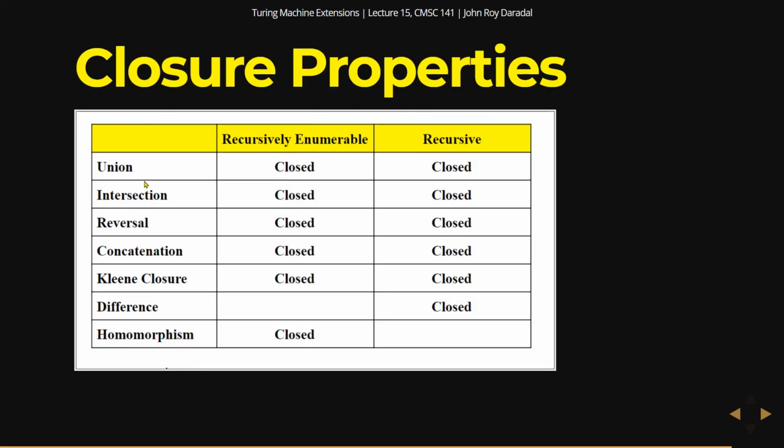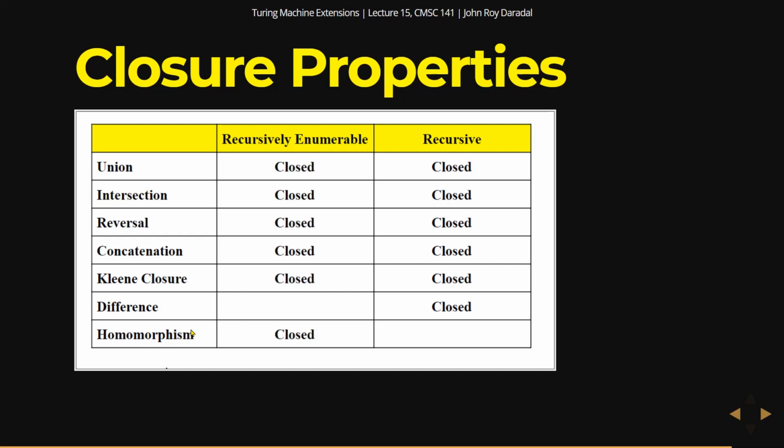And again, it's for union, intersection, reversal, concatenation, and Kleene closure. Closed siya for both recursively enumerable and recursive. But for difference, it's only closed under recursive because we can assure that M2 will stop and therefore decide M1 accepts and M2 rejects. Okay, so it's okay for recursive the difference. But for recursively enumerable, it's not closed under this because we can't guarantee M2 to stop. So there's no way to know if M2 really does reject the string.